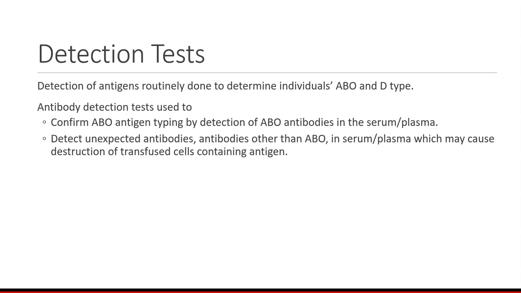Antibody detection tests are used to confirm ABO antigen typing, because if you are a group A individual, you will have anti-B in your plasma. If you don't, then that's an ABO discrepancy, and we need to figure out what is wrong. They also detect unexpected antibodies, and these are antibodies other than ABO in the serum or plasma, which may cause destruction of transfused cells containing the antigen. So again, if you've been transfused or pregnant, you may develop an immune antibody, and these immune antibodies will react with antigen on donor cells if they are present.